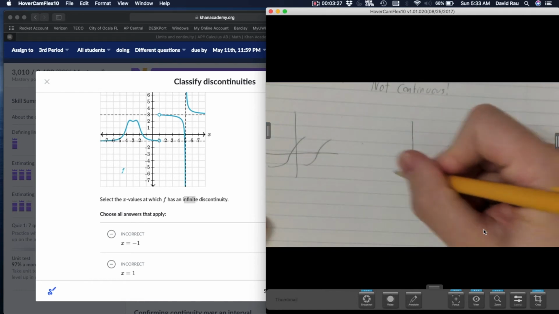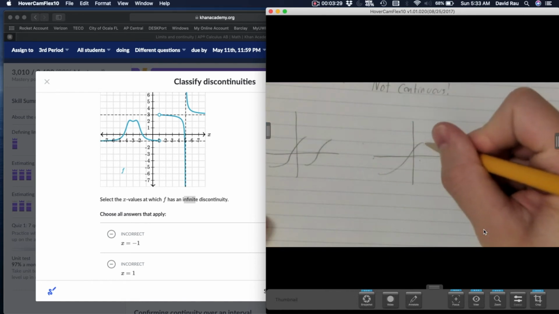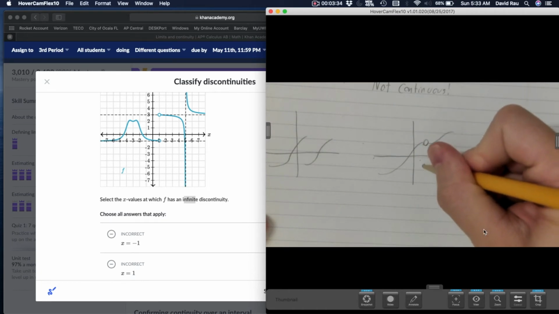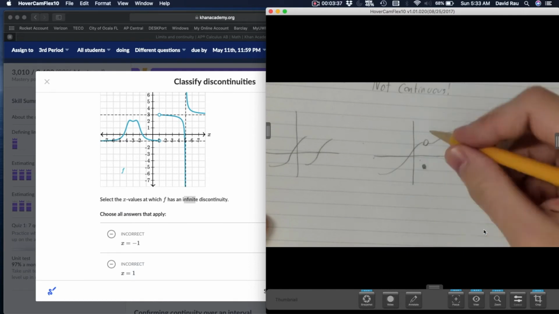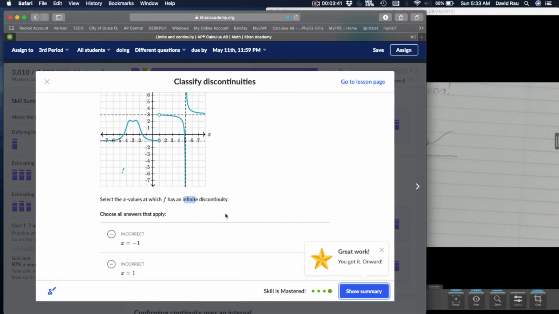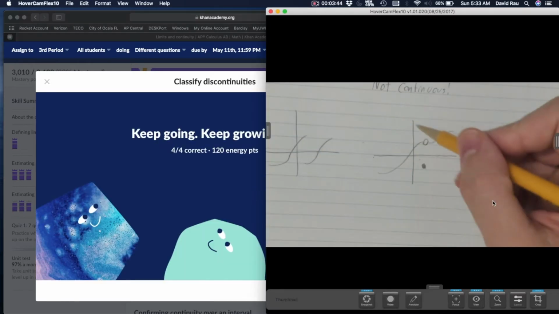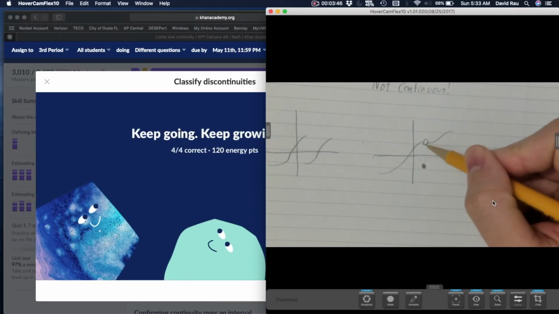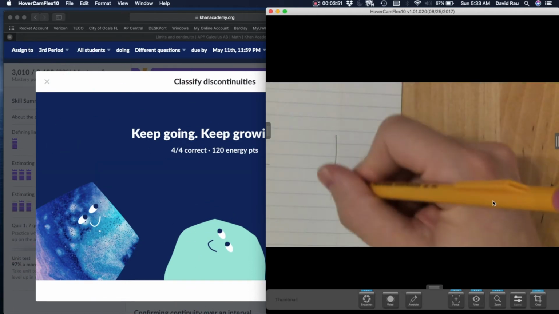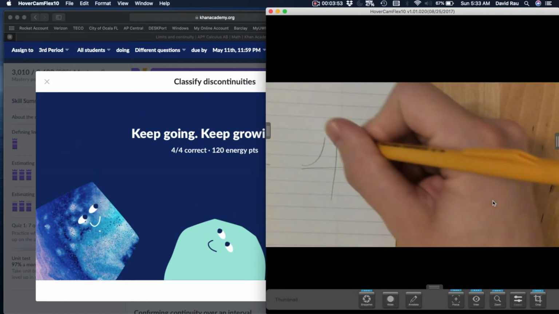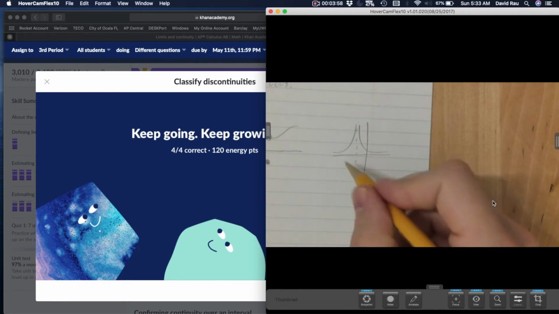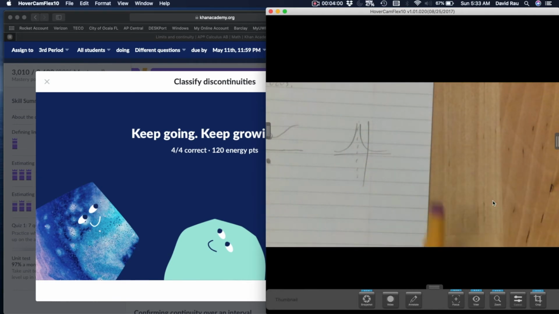What does a removable discontinuity look like? This. And you could have a filled in circle somewhere else on that vertical line where the open circle is. That's totally okay, but the idea is that it's connected, but it's not filled. That's what we call a removable discontinuity. And an infinite discontinuity would be when you have something like this, or when they're going in different directions. That's going to be infinite.